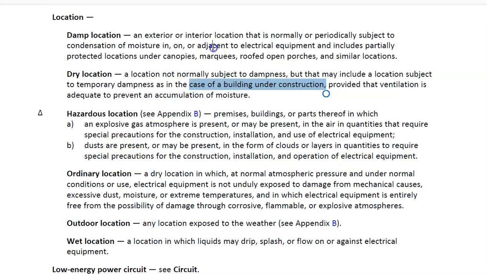A damp location is condensation of moisture and includes partially protected locations underneath canopies, marquees, roofed open porches, and similar locations. So do these work for us inside of construction? Well, we would have to say dry or damp is fine. We see that, you know, we should fit those.